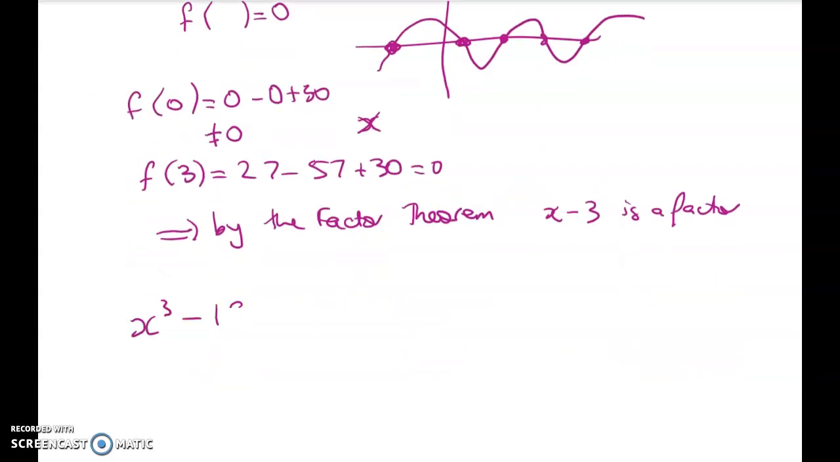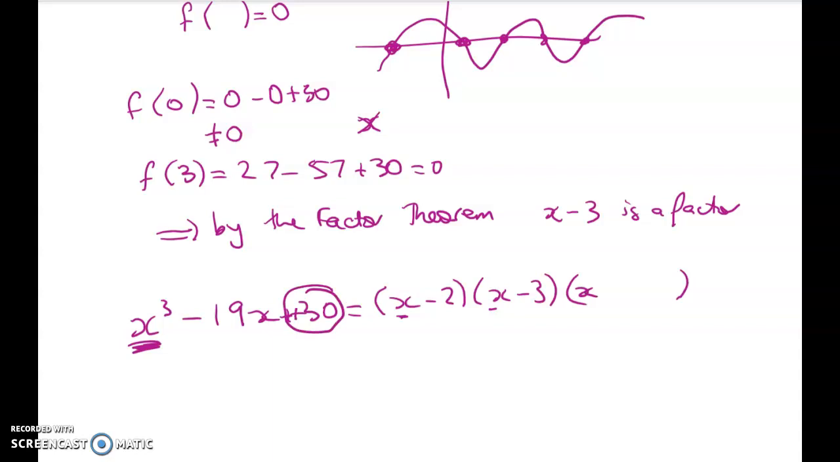We've got x cubed minus 19x plus 30, and we're told that x minus 2 is a factor, and now we know that x minus 3 is a factor. So we just have to find that third one. In this case, we can just do it by guess and check. Because we've got x cubed here, we've got to have an x here. Looking at the constant, we've already got negative 2 times negative 3 giving me 6, so it has to be a plus 5 here.